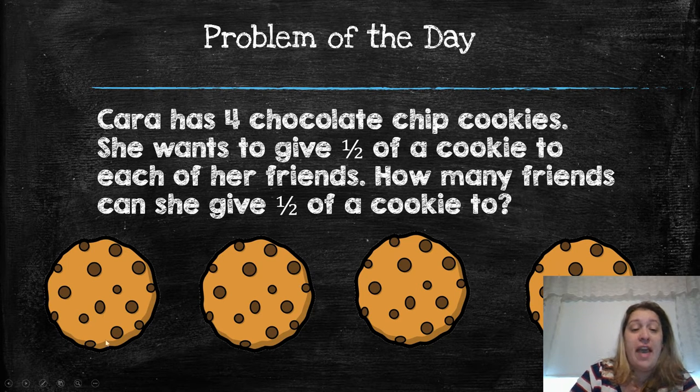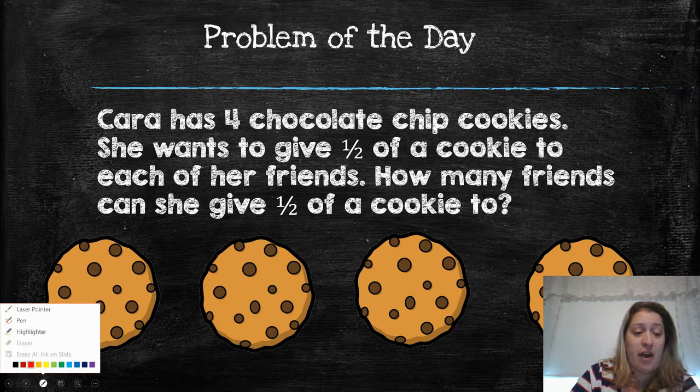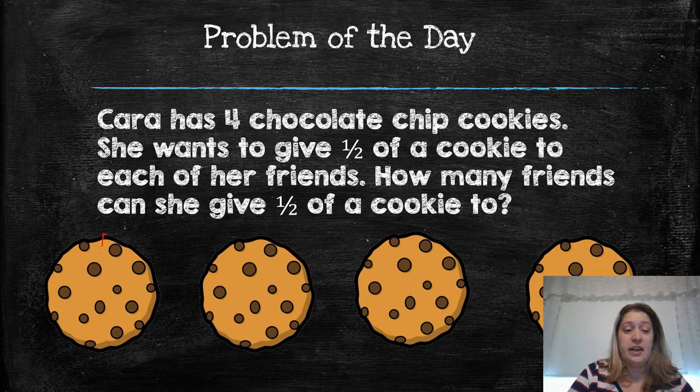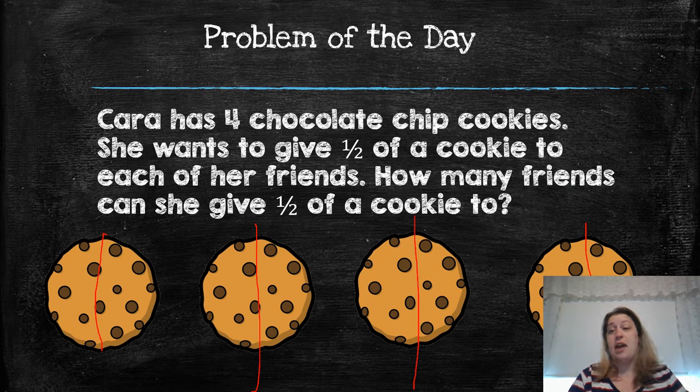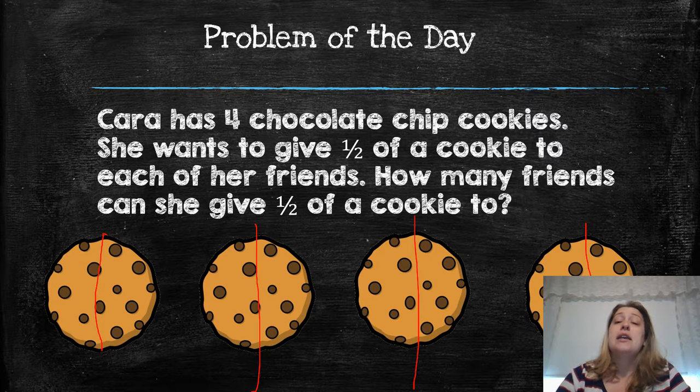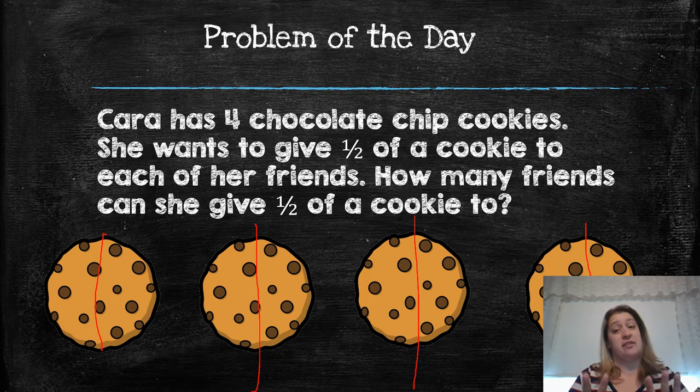If I wanted to give half a cookie to each of my friends, I would divide it in half, and that would give me, okay, they're not exactly in half, but that's okay. That would give me how many pieces? 1, 2, 3, 4, 5, 6, 7, 8. Now that's telling me I can give each of my friends half a cookie, but I can only give them to 8 of my friends.